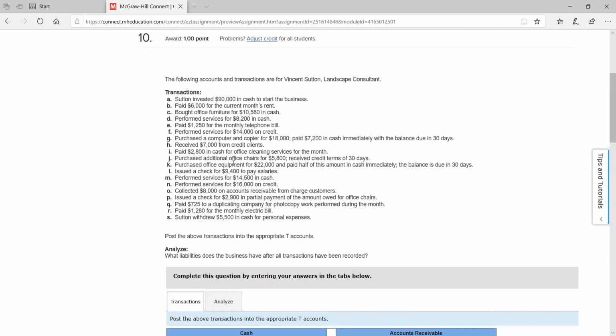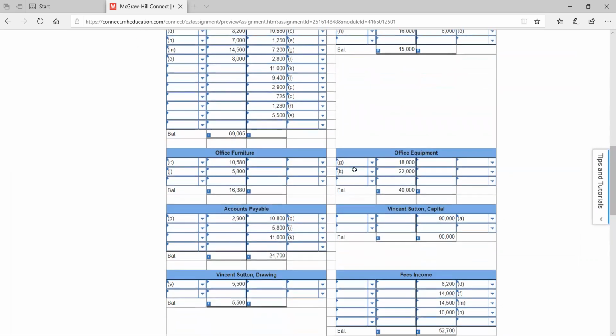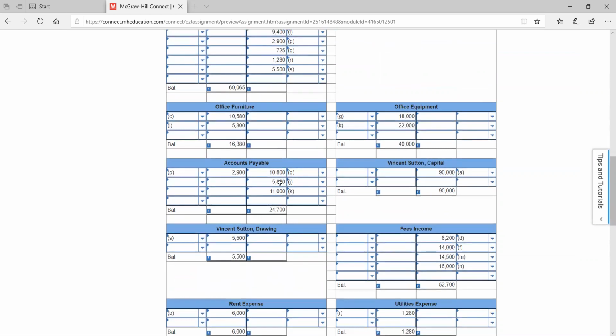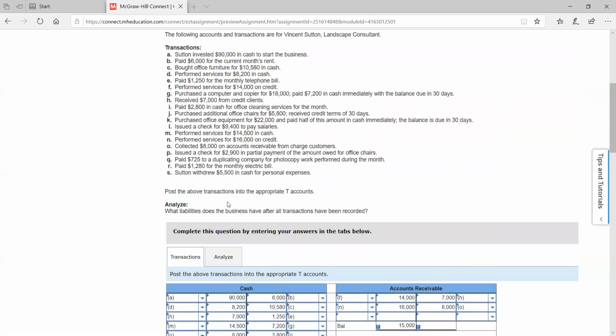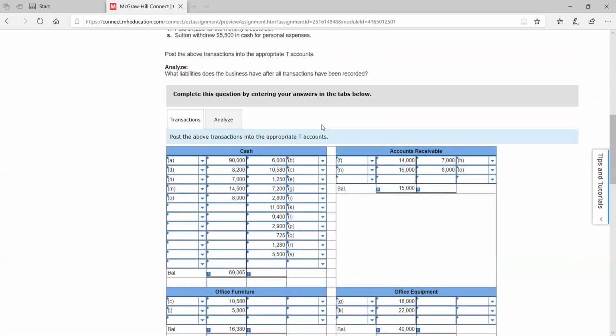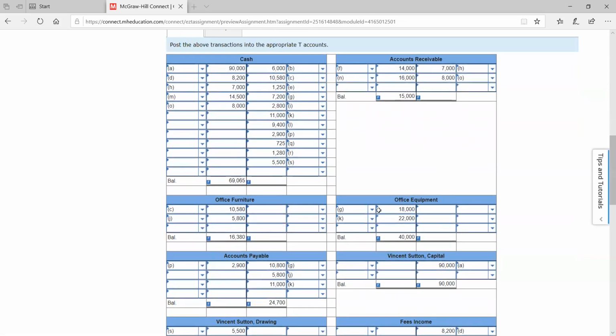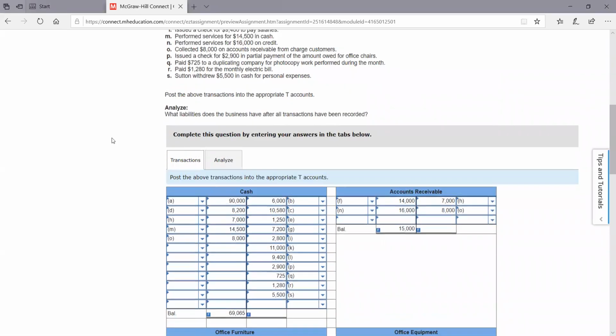Letter J, purchased additional office chairs for $5,800. Received credit terms, so this is accounts payable. There is the $5,800 on J, and then the offset goes to office furniture debit. Letter K, purchased office equipment, paid half immediately. The balance is due in 30 days. So office equipment, there's the $22,000. So you should find $11,000 of that credited to cash, and the other $11,000 gets credited to accounts payable because that's what you owe. All right, that's letter K.